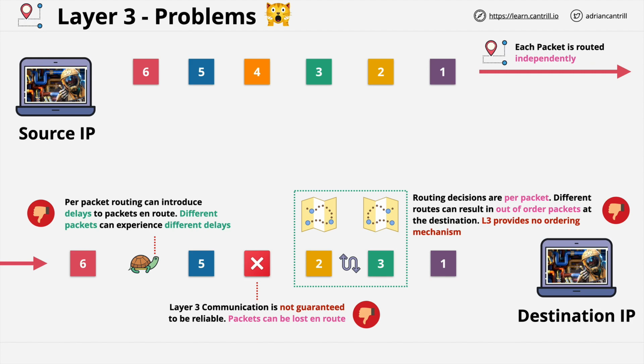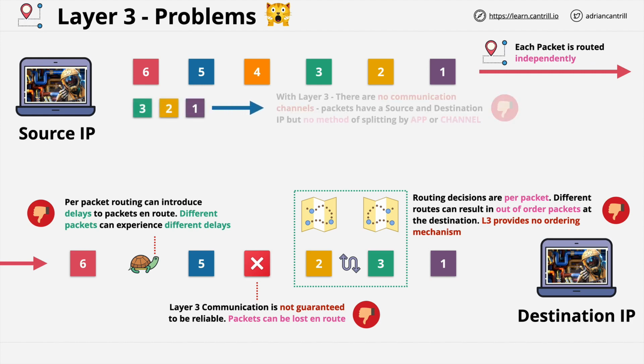Another limitation with layer 3, and this one is probably the one which has the most obvious effect, is that if you think back to the structure of IP packets, they have a source and destination field. They don't have anything beyond that to distinguish channels of communication. Packets from a source IP to a destination IP, they're all the same. You couldn't have two applications running on the source IP communicating with two applications running on the destination IP because there's no method of distinguishing between the applications. Any packets sent by one application would look to be the same as one sent by another.